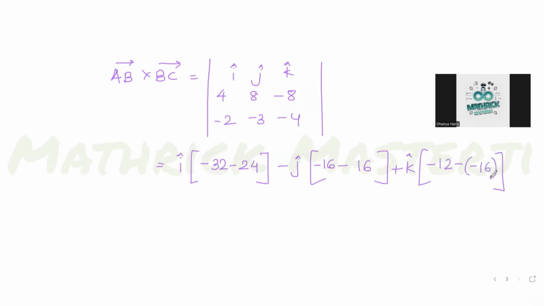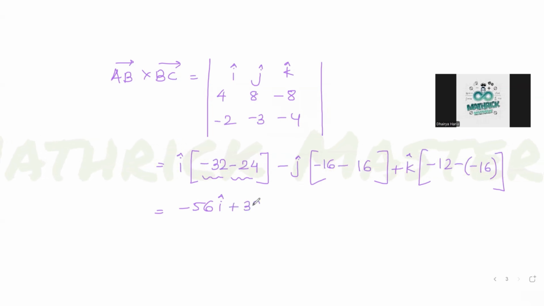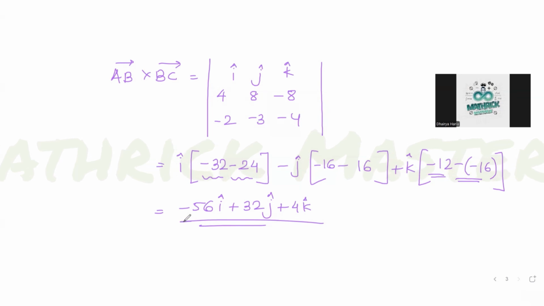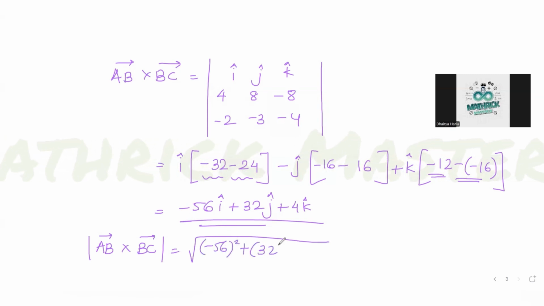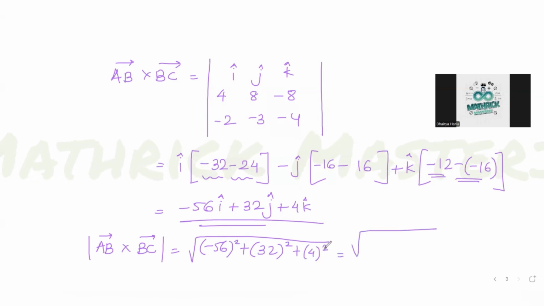So now what I get is -32 minus 24, so -56i. Then -16 minus 16 is -32, and -32 times -1 is plus 32j. And -12 plus 16 is plus 4k. So I get this for the cross product. Now, once I have the cross product, I have to figure out its magnitude. To find the absolute value, I'll just do the square root of x squared plus y squared plus z squared.